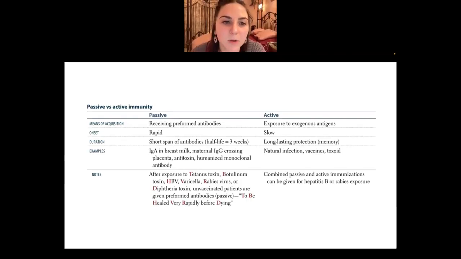So passive immunity, again, I just use First Aid because it has everything you need to know. Passive immunity, think of this as you're passively receiving antibodies. Think of antivenom. I always think of antivenom. If you got bit by a snake and now you have snake toxin floating around in your body, you're going to get an infusion of anti-snake venom antibodies. That's passive. You're not making anything. You're just passively getting an antibody.